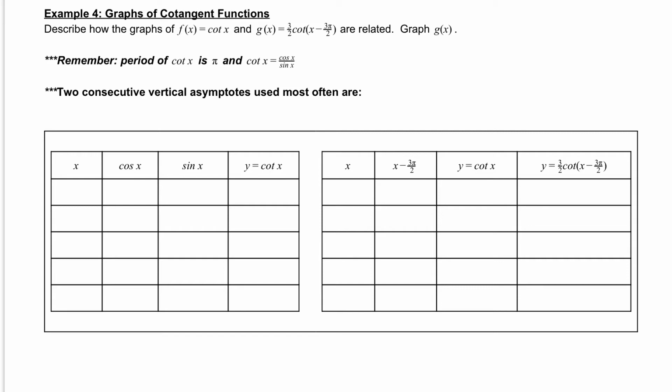In example 4, we are going to go through how to graph a cotangent function. It says describe how the graphs of f of x equals cotangent of x and g of x equals 3 over 2 cotangent of x minus 3 pi over 2 are related, and graph g of x.